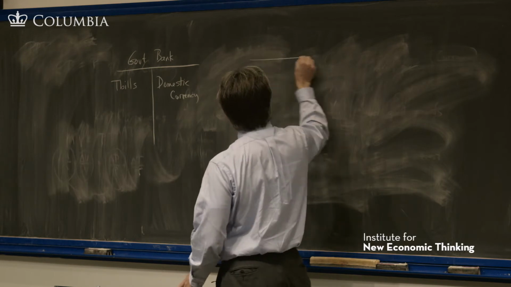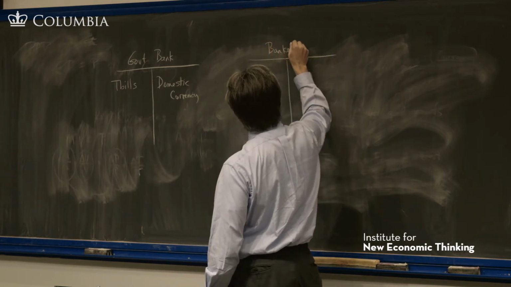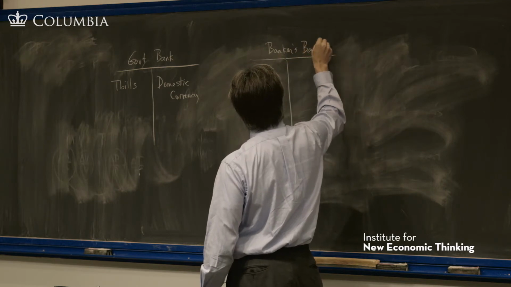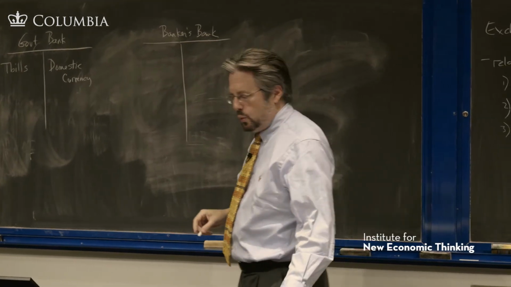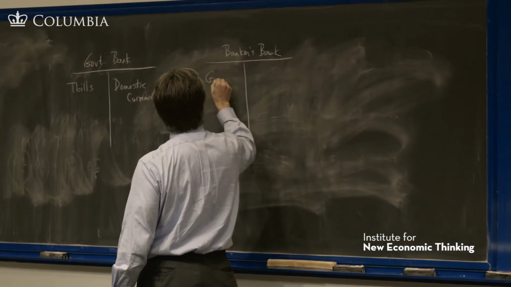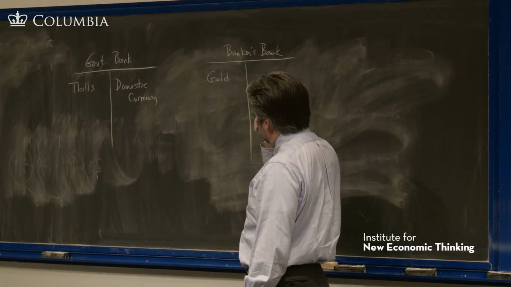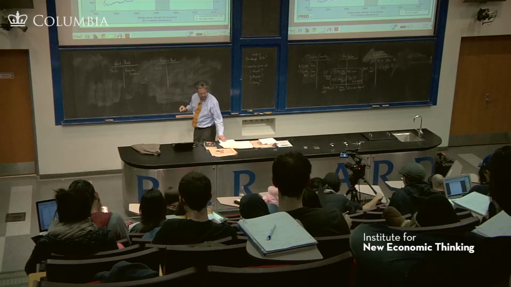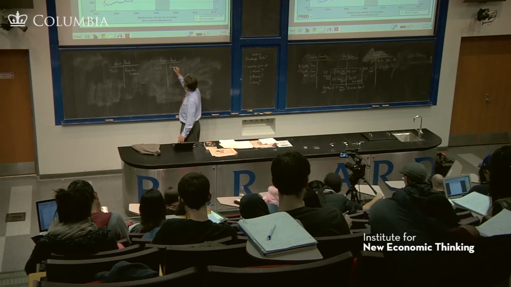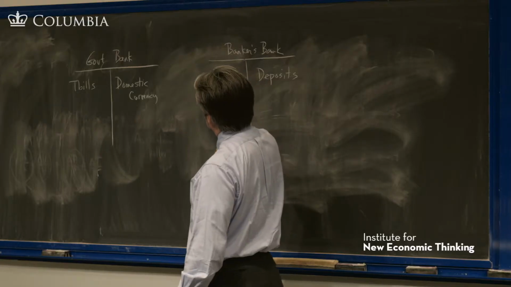And then there's a private bank, a banker's bank, over here, which has some reserves of gold here, and issues its own deposits, which are promises to pay gold, and there's some private credit here.